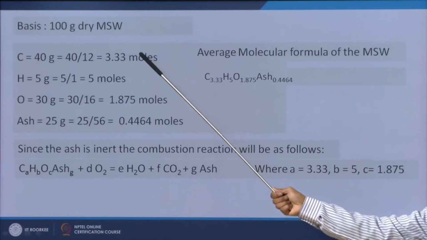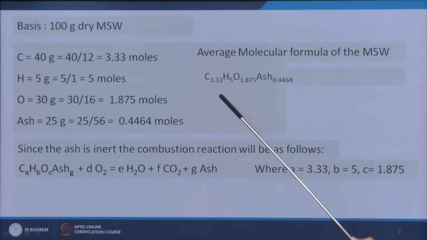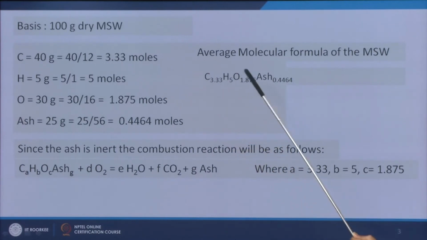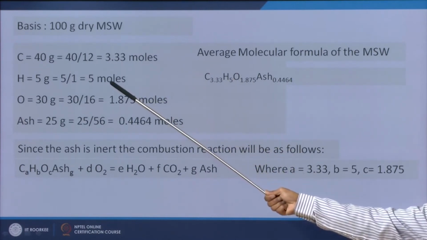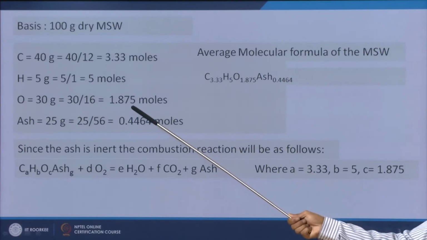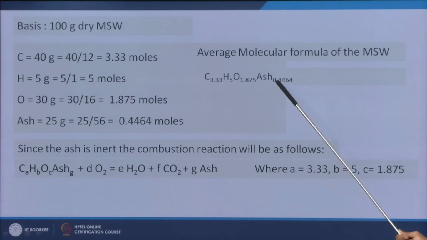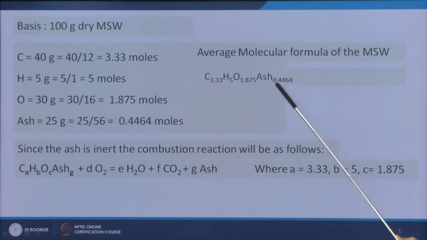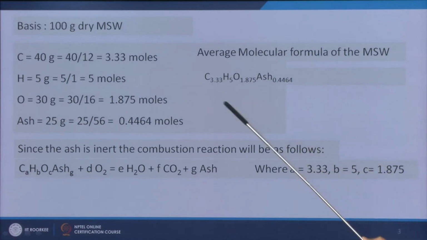So, on the basis of these moles which are present in 100 gram of dry MSW, we can represent this waste in terms of C 3.33, hydrogen 5, oxygen 1.875, and ash is equal to 0.4464. So, this is the molecular formula of the MSW, we can represent in this way.